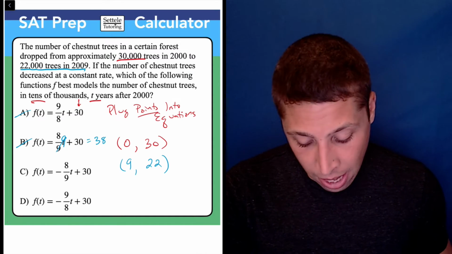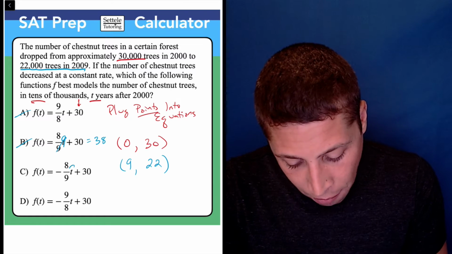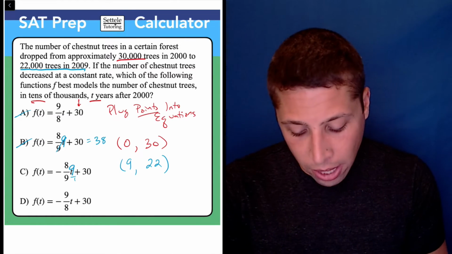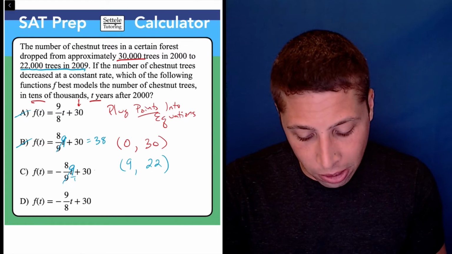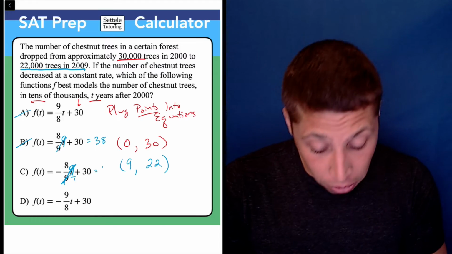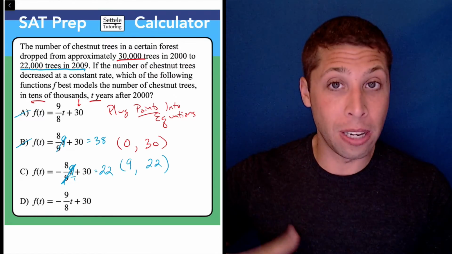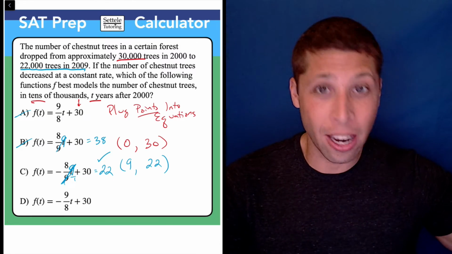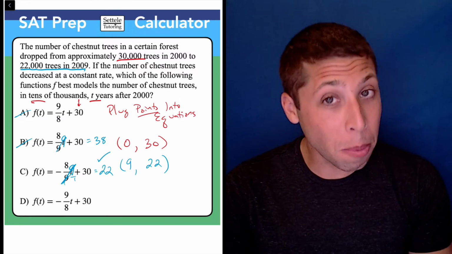So I'll save you the time for choice A and just go on to C and D, which both have decreases. Now again, let's plug the point in. If I plug it into C, it's very convenient because 9 over 1 times 8 over 9 means that the 9s are going to cancel very simply, and the negative 8 is going to get added to the 30 to get me 22, right? 30 minus 8 is 22. So that's proof that the point that I expected works in this equation, meaning it's probably the right equation.